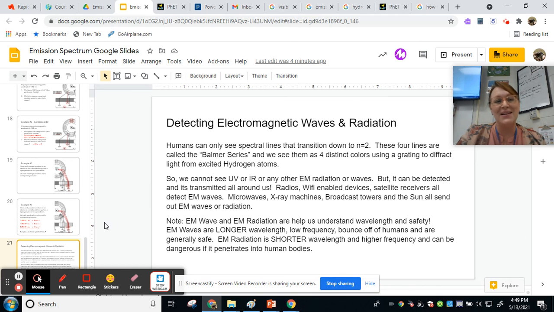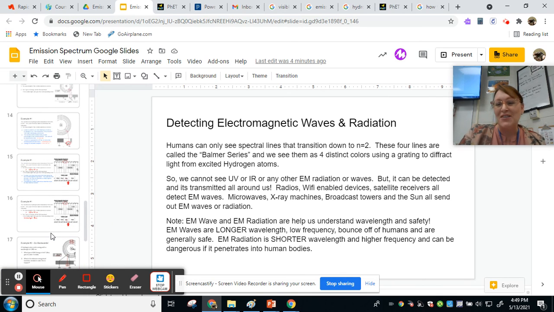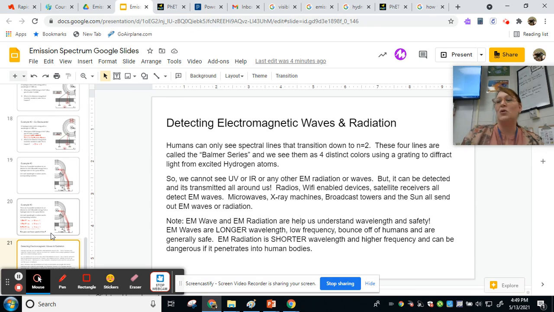So this has been a presentation on the emission spectrum. I hope you think it's pretty cool that we can prove that energy levels exist just by looking at spectral lines created from the diffraction of a gas like hydrogen.